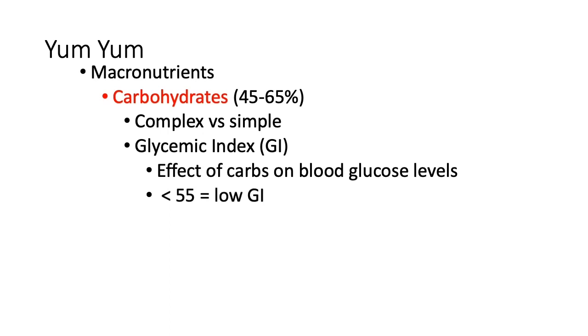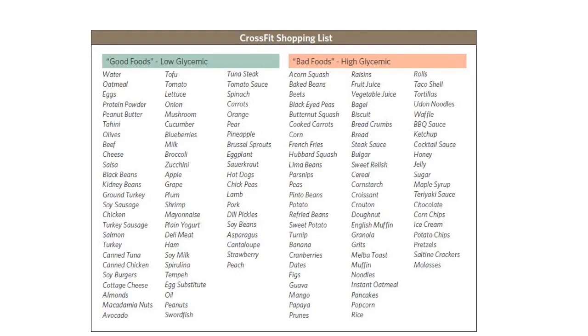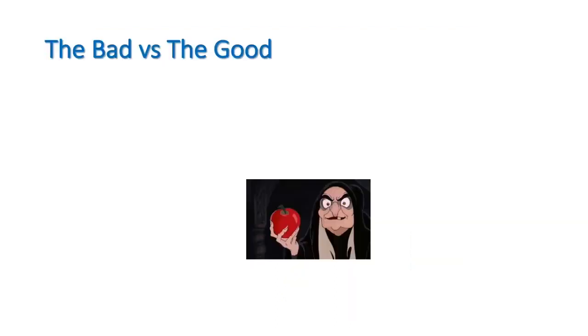A carbohydrate that has a glycemic index of less than 55 is considered to have a low glycemic index and therefore will increase your blood glucose levels at a slower rate than a carbohydrate that has a glycemic index of 70 or higher. That's considered a high glycemic index, and these carbohydrates will tend to make your glucose levels rise quickly. This slide here just illustrates some of the foods that have a low glycemic index and some that have a high glycemic index. Not all carbohydrates are created equal.